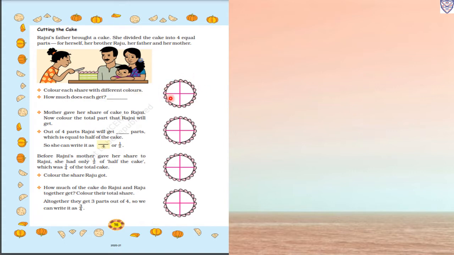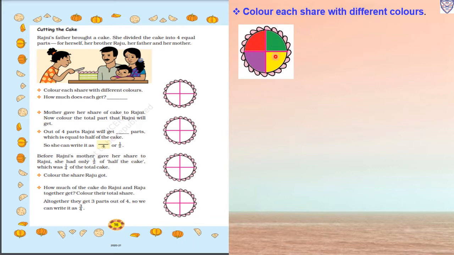So your cake is there, the cake is divided into 4 equal parts. 1, 2, 3, 4. So the first question, we have to color this cake in different shades. So first red, green, yellow, purple, any color we can use. Then how much does each get? Each will get 1 upon 4 of the cake, because the cake is divided into 4 equal parts. Each equal part means 1 upon 4. So each gets 1 upon 4 of the cake.